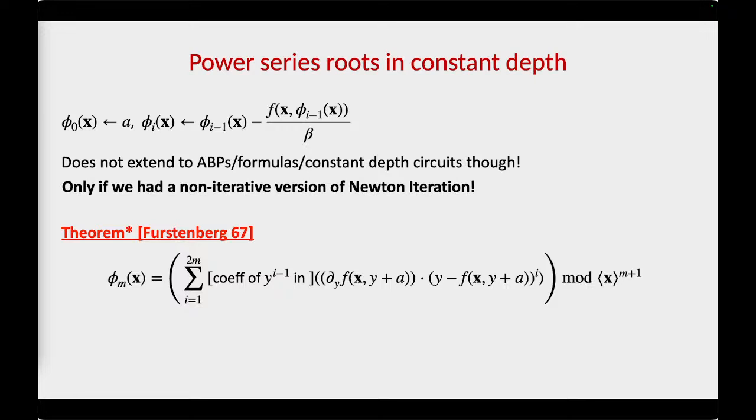And we are doing some modding out by x to the m plus 1, which is one more level of homogenization, again something that we know how to do. So this expression as it is should roughly convince you that if f had a small constant depth circuit, or a small formula, or a small branching program, then phi sub m should also have a small one, modulo some small details. Okay, so let me wait here for a second. Are there questions?